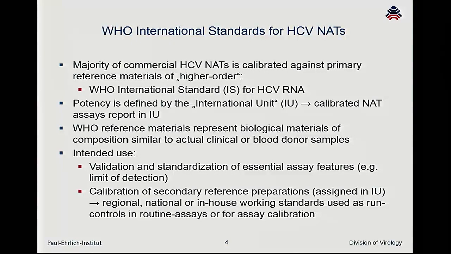The majority of commercial HCV NATs is calibrated against primary reference materials of so-called higher order. These are WHO international standards for HCV RNA for NAT assays, and their potency is defined by the international unit. And calibrated NAT assays report in international units. WHO reference materials represent biological materials of composition similar to actual clinical or blood donor samples. Their intended use is the validation and standardization of essential assay features, for example, the limit of detection. But also, a second intended use is the calibration of secondary reference preparations assigned in international units. This could be regional, national, or in-house working standards, which are used as run controls in routine assays or for calibration of assays.